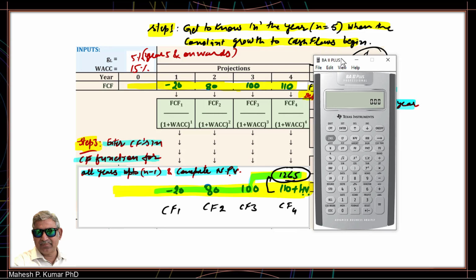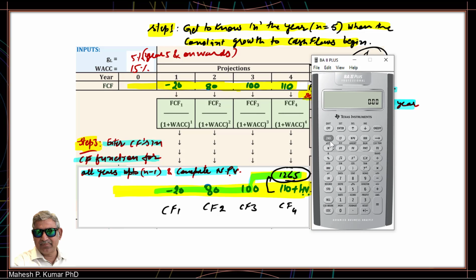To do these numbers, we will use our BA II Plus calculator. Click CF and then second, clear work. Make sure everything in the memory of the calculator is cleared. Second, quit and go back to the CF function. It is asking for CF0, which is 0, and down arrow. So the first cash flow is minus 20. So 20, plus/minus, enter, down arrow, down arrow.